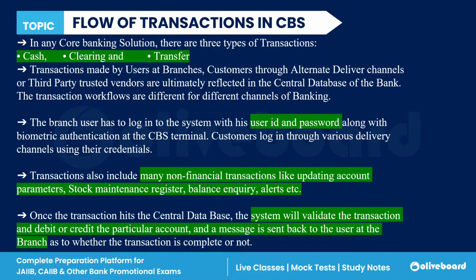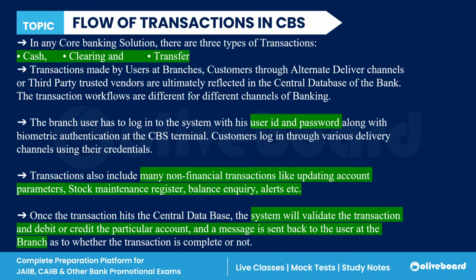So there are three main types of transactions. If we talk about the core banking solution, there are three main types of transaction: we have cash, clearing, and transfer, right? So in any core banking solution, there are three specific types of transaction: cash, clearing, and transfer.